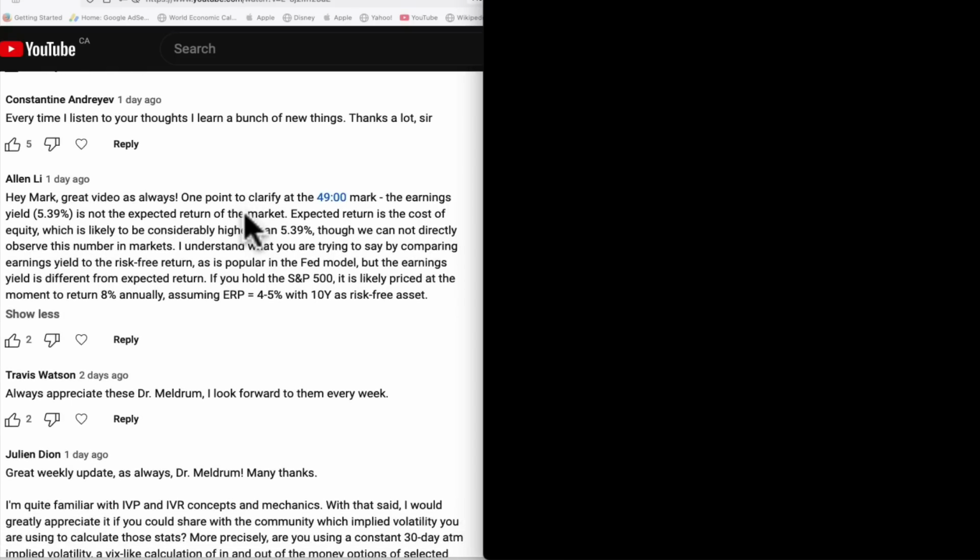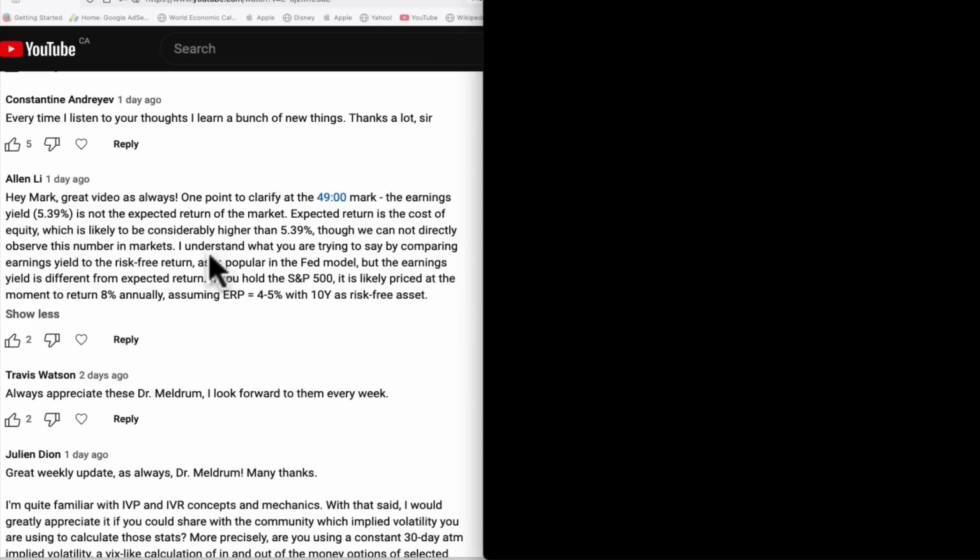Let's see, 49 mark. The earnings yield is not the expected return of the market. No, it is not. Expected return or the cost of equity is likely to be considerably higher than the 5.93%. Well, we say it's likely. I don't know if it's likely to be higher, though we cannot directly observe the number in markets. I understand what you're trying to say by comparing earnings yield to risk-free, as is popular in the Fed model, but the earnings yield is different from expected return.